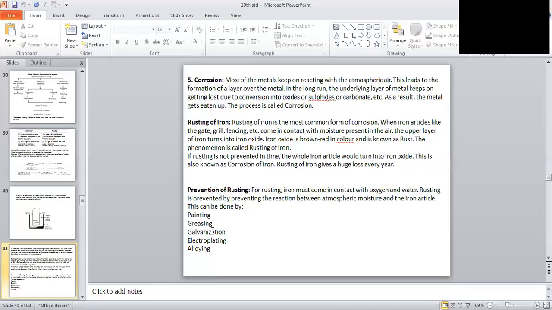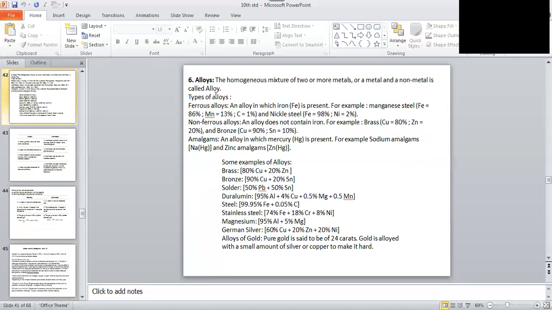Galvanization means deposition of a thin layer of zinc metal on iron articles. That is called galvanization. Then electroplating and alloying, these are the different ways of preventing corrosion. The last part of this chapter is alloys. So what is an alloy? It is a mixture of different metals, two or more metals or non-metals. They are combined, that forms the alloys.